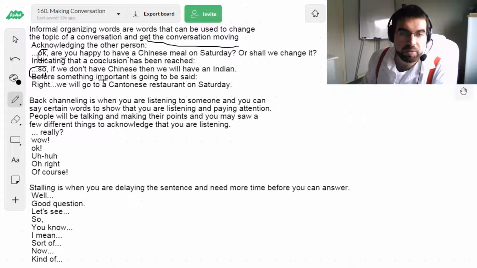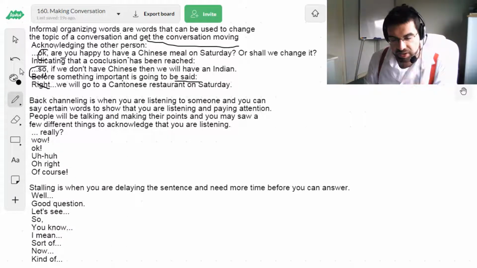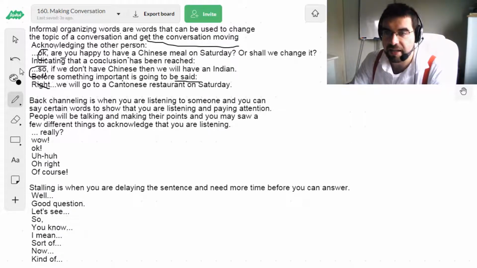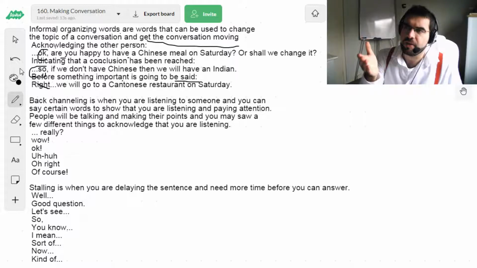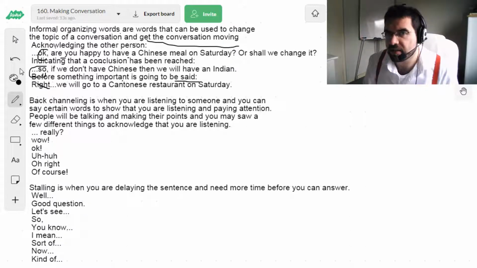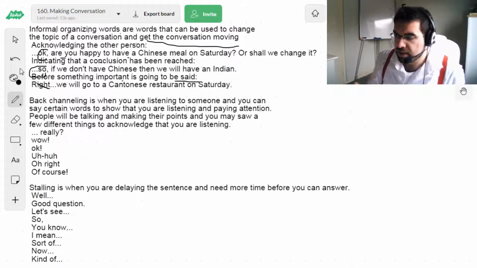Or, right before something important is going to be said, right. Right. I know what you're saying, but we should do this instead. Right, now listen. Look, we should do that. Right. I see your point. We're going to go there instead. Okay. So what we'll do is this. We'll go to the party, go to the pub, go to the cinema. Definitely.